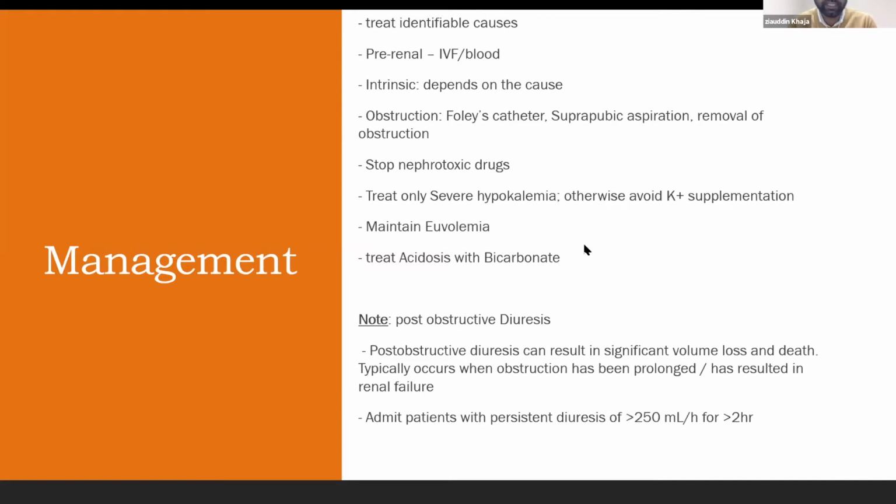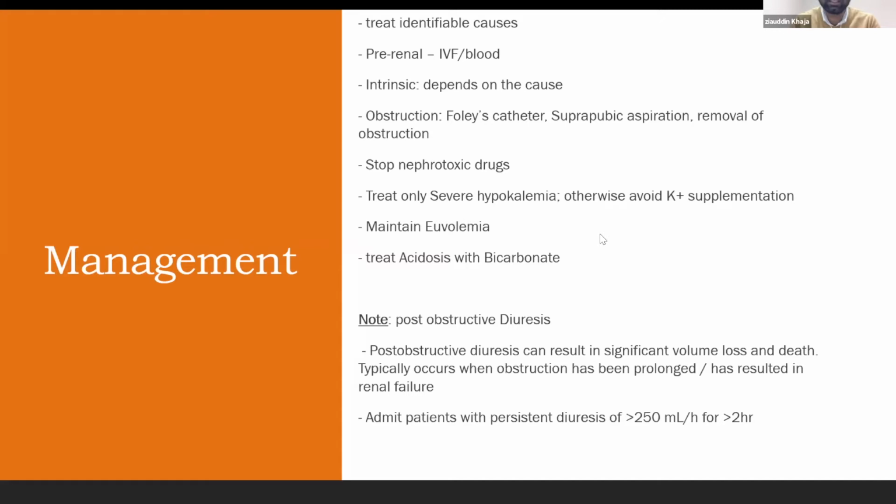And then if there's any intrinsic causes of the kidney, again, that depends on the cause of what exactly is causing it. And then coming to obstruction, again, if it is especially a prostate problem that's obstructing the urinary outflow, then you're thinking about catheterizing the patient. And if that's not possible, then thinking about suprapubic aspiration or suprapubic catheterization. And if there is any obstruction, then you're thinking about removal of that.